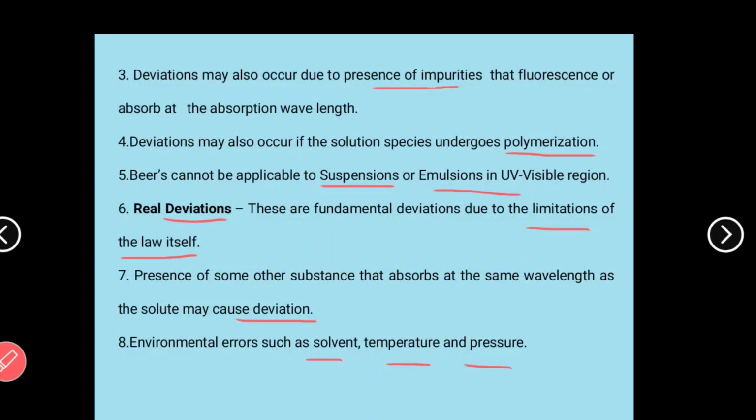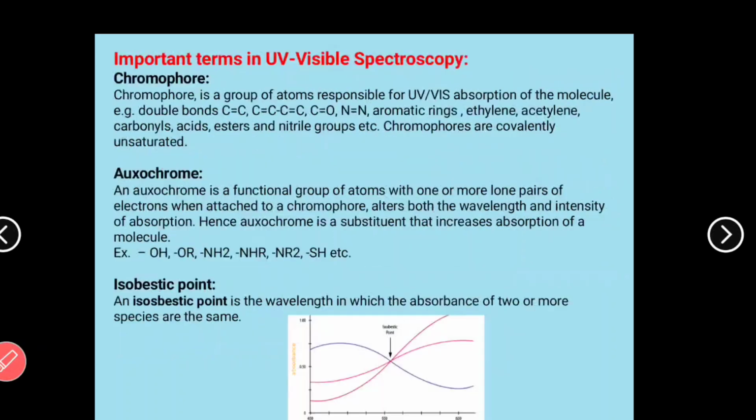Today you have gained knowledge about Beer-Lambert's law, its derivation and deviations. There are important terms in UV-visible spectroscopy. Let us learn about some terms.